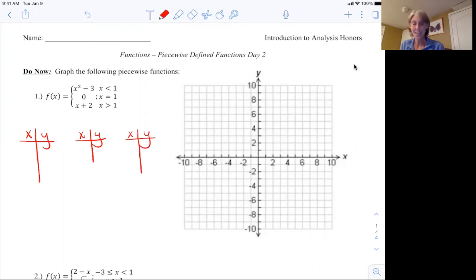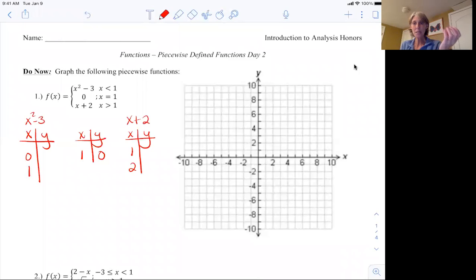And when x is less than 1, we could take maybe 0 and 1, and we're plugging into x squared minus 3. When x is 1, y is 0. And when x is greater than 1, so we'll take 1 and 2, we're using the function x plus 2. All we're going to do is set up each table and then plot it.